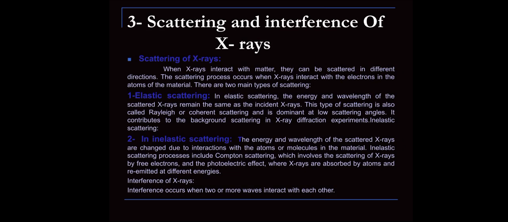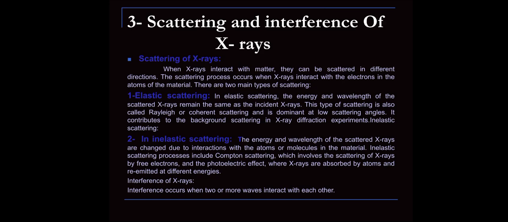Now, third, scattering and interference of X-rays. Scattering of X-rays. When X-rays interact with matter, they can be scattered in different directions. The scattering process occurs when X-rays interact with the electrons in the atoms of the material. There are two main types of scattering. One, elastic scattering. In elastic scattering, the energy and wavelength of the scattered X-rays remain the same as the incident X-ray. This type of scattering is also called Rayleigh or coherent scattering and is dominant at low scattering angles. It contributes to the background scattering in X-ray diffraction experiments.